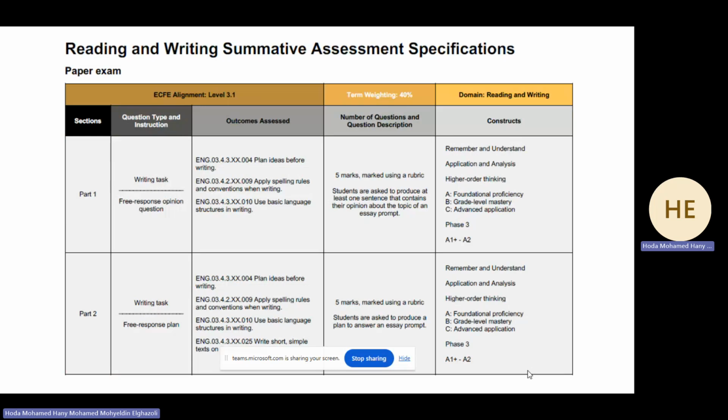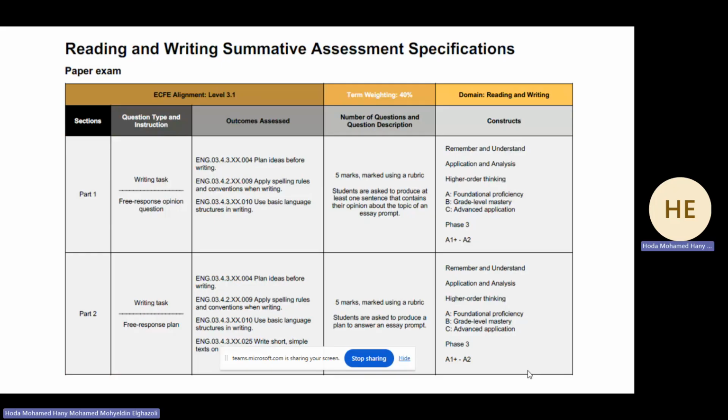The paper exam would carry reading and writing both, and there will be several parts. Part 1 is a writing task. It is to write a free response opinion answer to a given question. You get 5 marks, so you are supposed to write 2 to 3 sentences giving your opinion and giving reasons too.